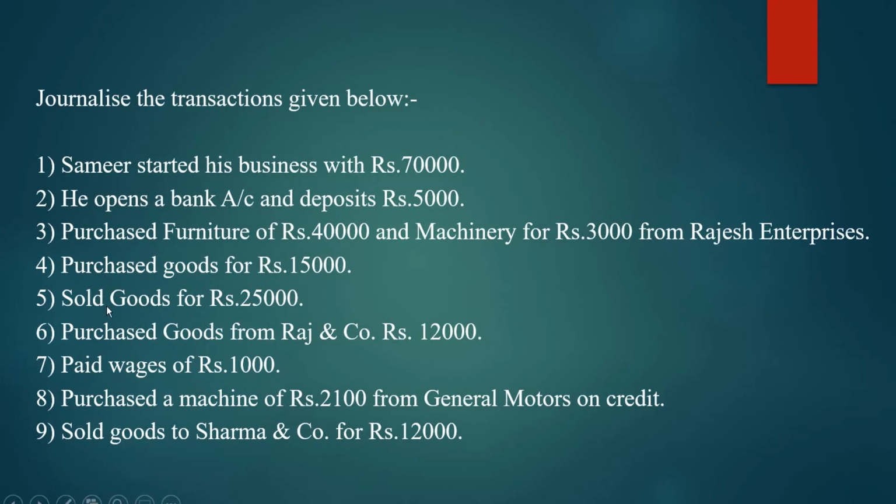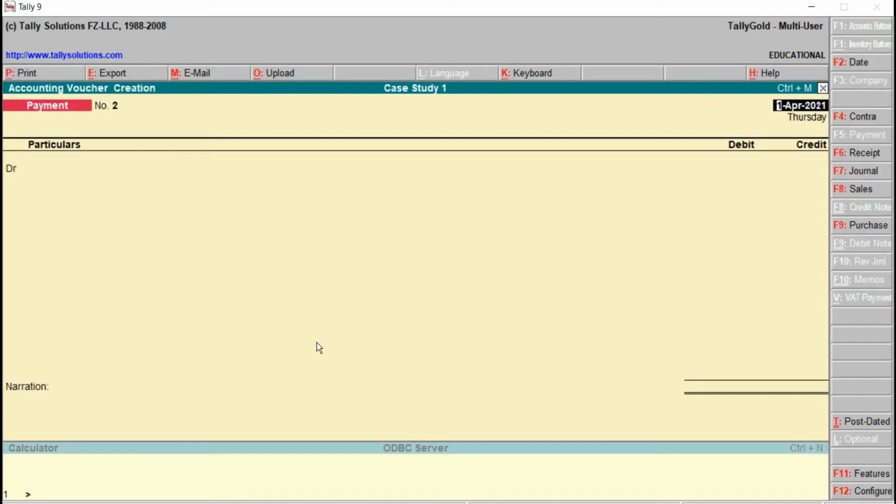Next transaction, sold goods for rupees 25,000. It's in the form of cash. For that sake, this can be recorded either in the receipt voucher or sales voucher. In this particular case, debit will be cash and credit will be the sales account. Now let's see this particular recording. We will record this one in receipt voucher. Just click on this one.